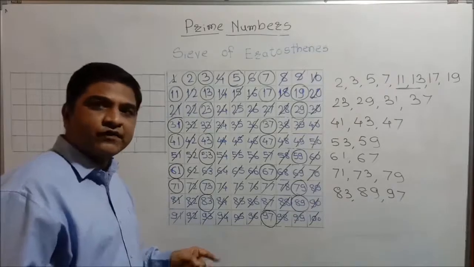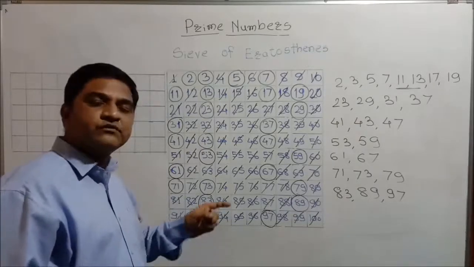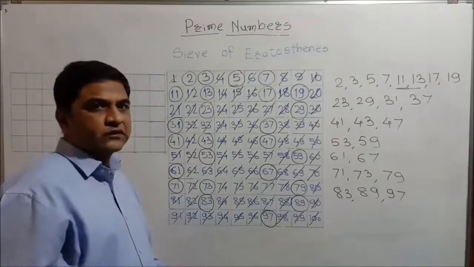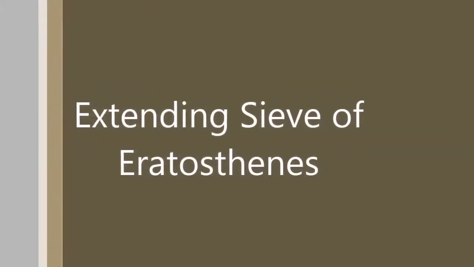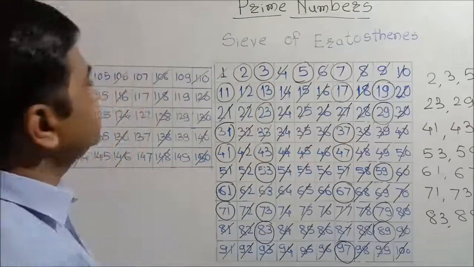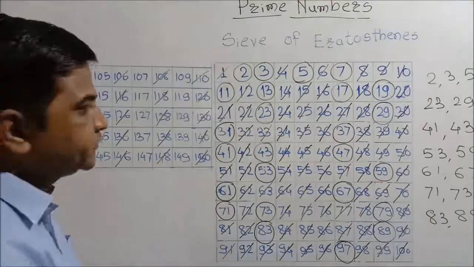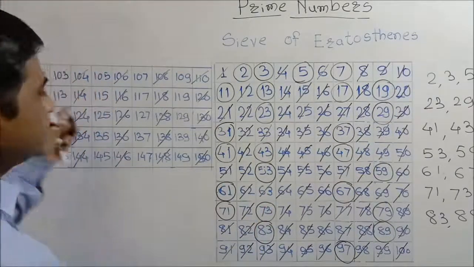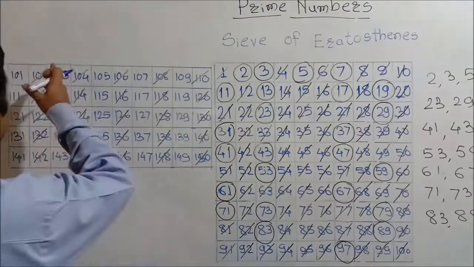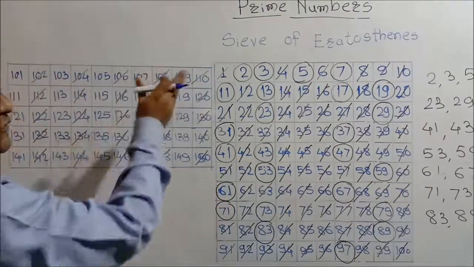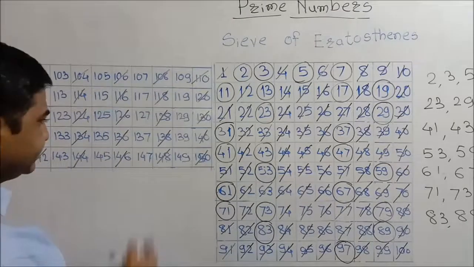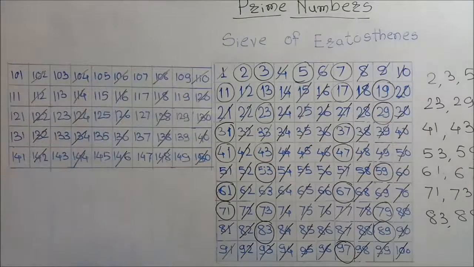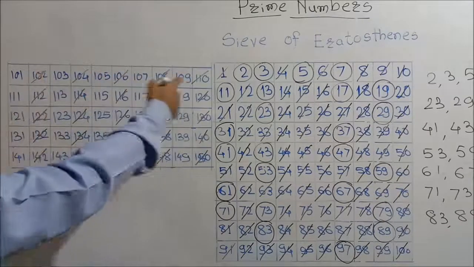This idea of finding prime numbers can be extended not only from 1 to 100, but from any number to any number. We are extending the idea of the Sieve of Eratosthenes to find the prime numbers from 101 to 150. First, I have listed all the numbers from 101 to 150 in a grid. Now we are going to cut down all the even numbers because they are in the table of 2. So all even numbers are cut down.